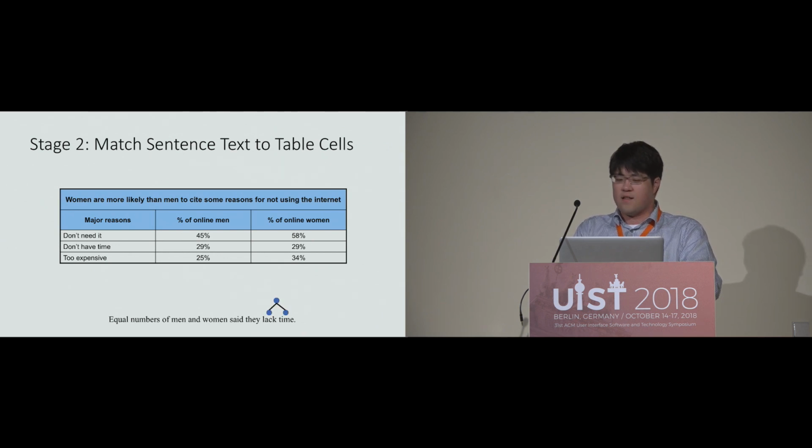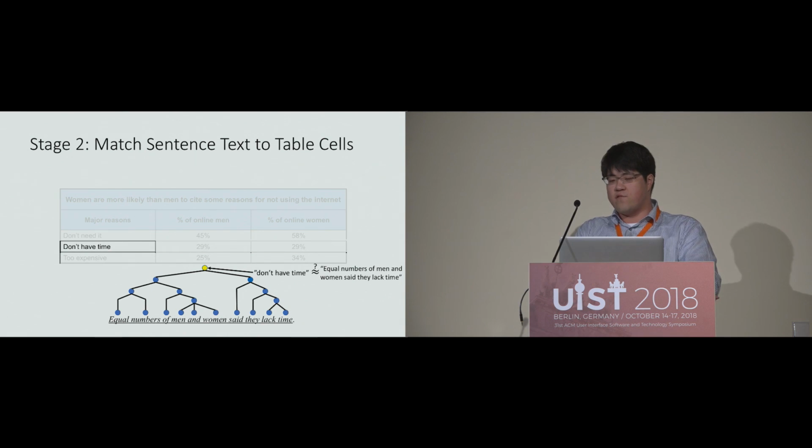The words lack and time together form a verb phrase. This phrase along with the word they form a subordinate clause. And this together with the word said forms a verb phrase. Continuing this process gives us the phrase tree for the entire sentence. From this tree, we want to find the largest phrase that matches with the table cell.